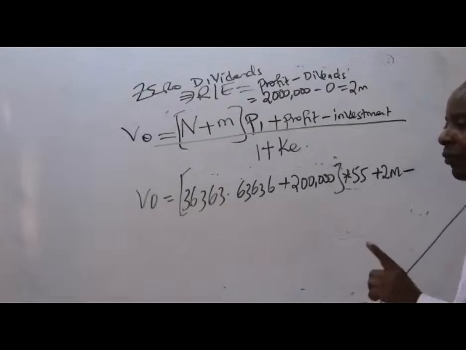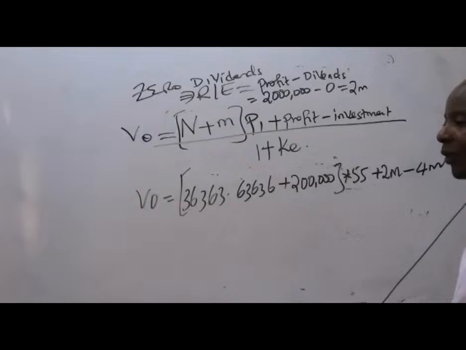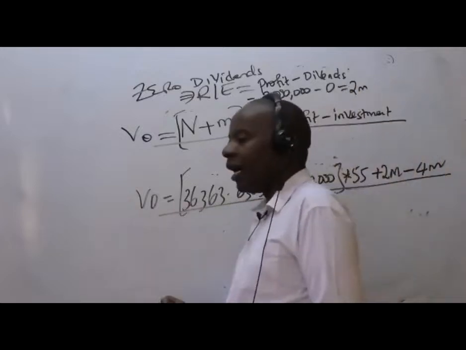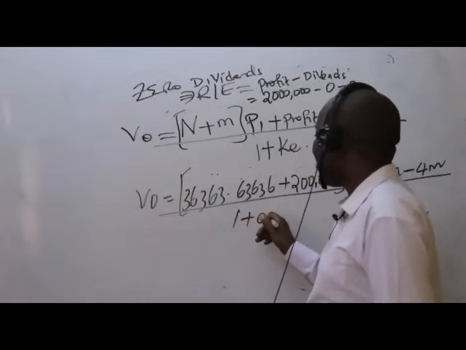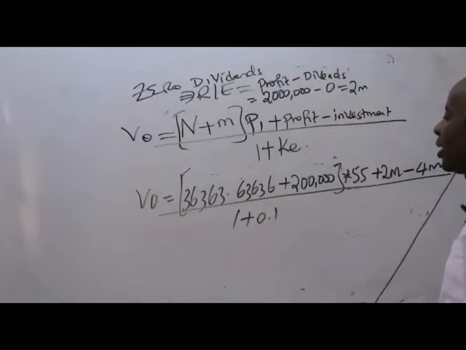Somebody must have forgotten the investment value that we have been given. It's 4 million. And then, ladies and gentlemen, everything will be divided by 1 plus KE, which is 0.1.